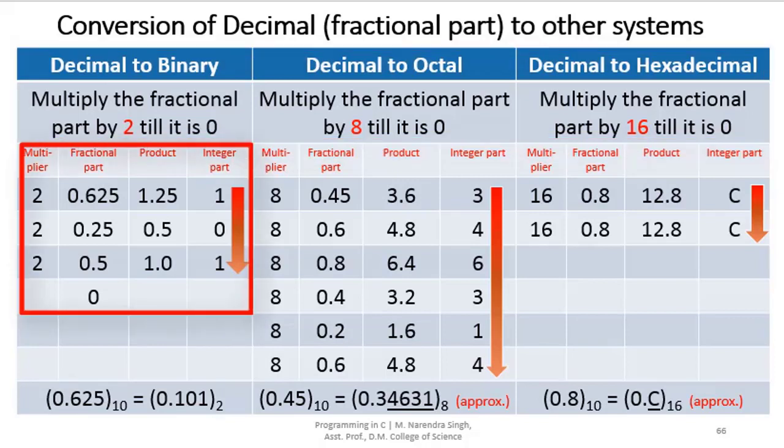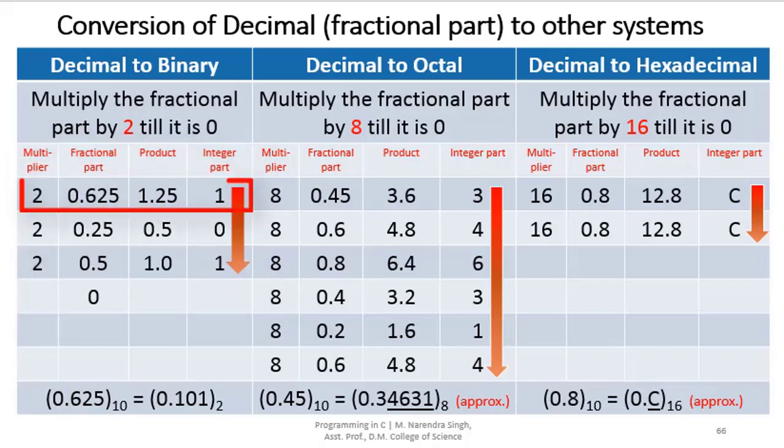Let us first do the conversion of decimal to binary. Here we have to multiply the fractional part in the decimal number by 2 till the fractional part is 0. When the fractional part is 0, we end the process, we stop. First we multiply the decimal fractional part 0.625 by 2. The product is 1.25. We take out the integer part 1 and write separately in the fourth column.